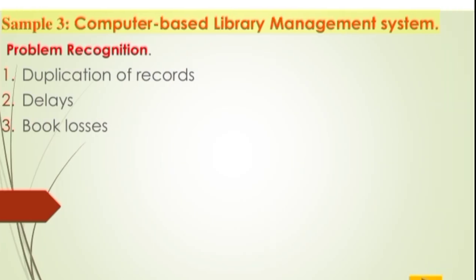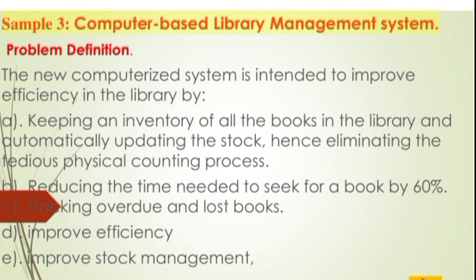Sample 3. Computer-based library management system. Problem recognition. 1. Duplication of records. 2. Delays. 3. Book losses. Sample 3. Computer-based library management system. Problem definition. The new computerized system is intended to improve efficiency in the library by: a. Keeping an inventory of all the books in the library and automatically updating the stock, hence eliminating the tedious physical counting process. b. Reducing the time needed to seek for a book by 60%. c. Tracking overdue and lost books. d. Improving efficiency. e. Improving stock management.